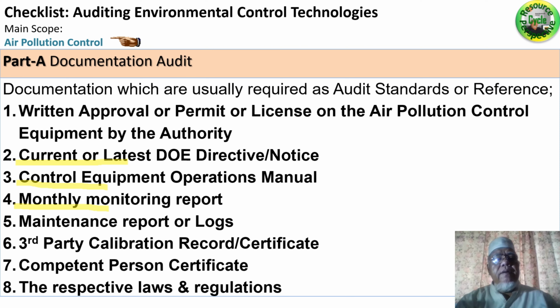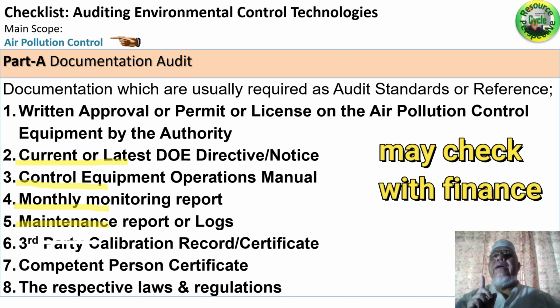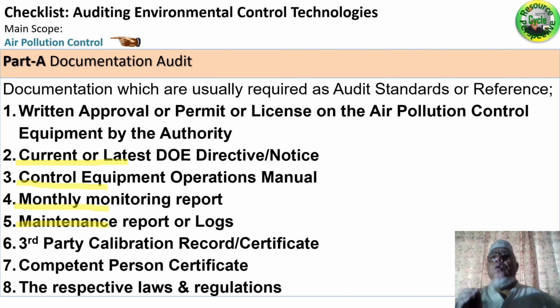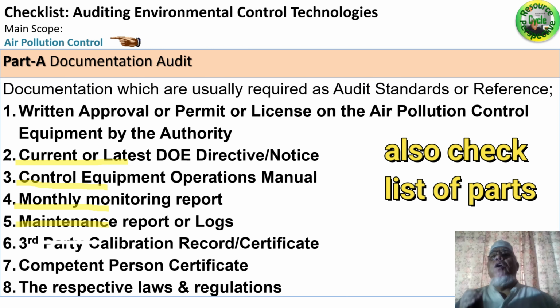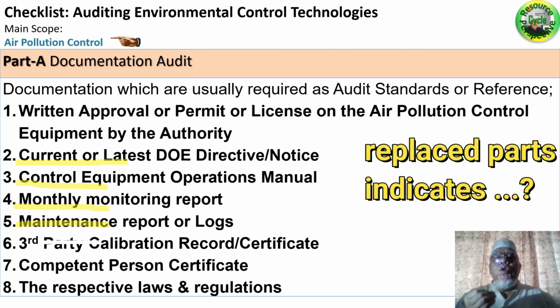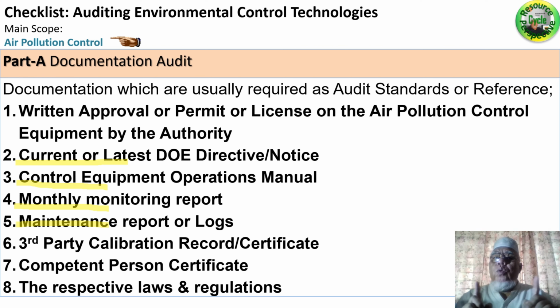Number 5, it is also an important form of evidence to prove that these pollution control equipment are well maintained. So a copy of maintenance record for a certain period of time, which can be representative for your audit, should be obtained and scrutinized in advance. It will give you some good idea of their commitment in ensuring those equipment are in order at all times.